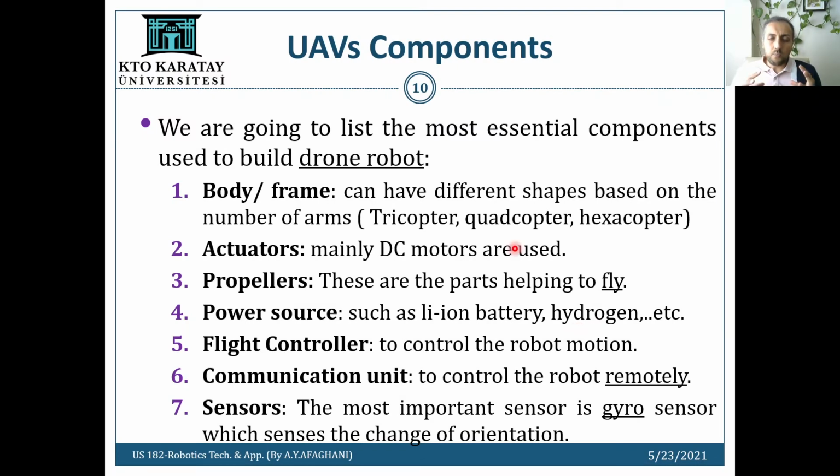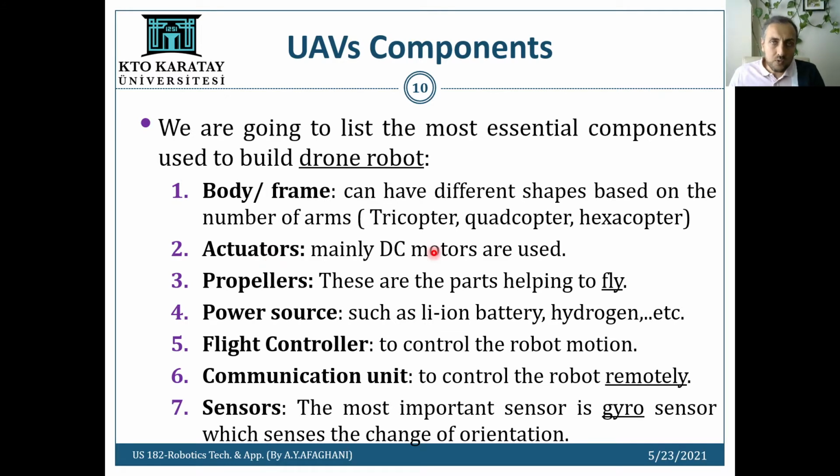So let's go to the components. As always, I explain the components of each robot. As I told you, most robots have the same components. First, start with the body. But here the body of unmanned vehicles is different, especially the one without wings. It depends on the number of arms: tricopter, quadcopter, hexacopter, and so on. But this is if we have no wings. We also have unmanned vehicles with wings, which are different.